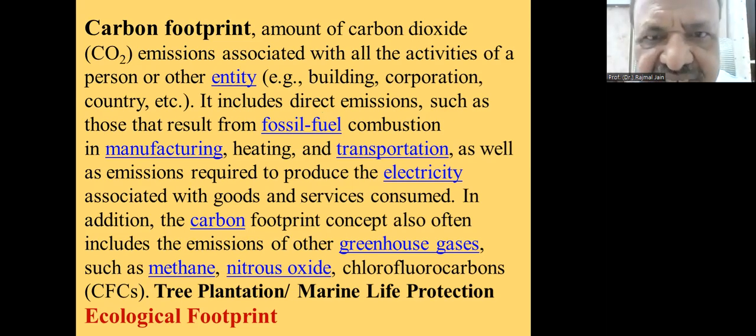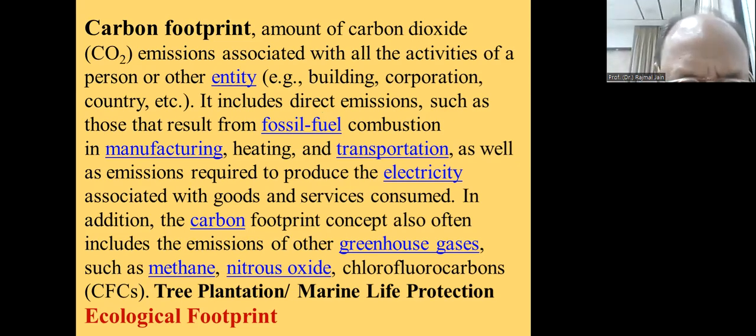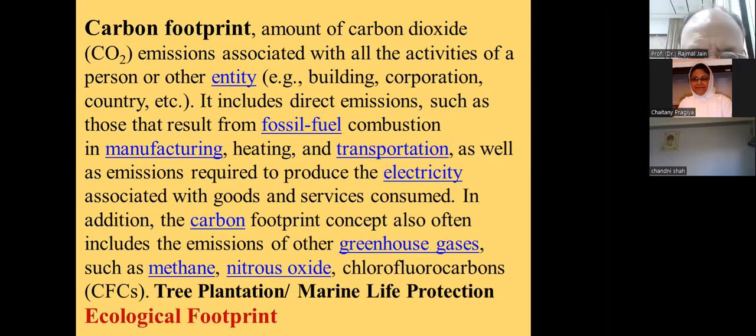That is considered how much carbon footprint there is. And this is very important, because if it keeps on increasing, it will change your climate. It will change your environment. It will create an environmental imbalance.